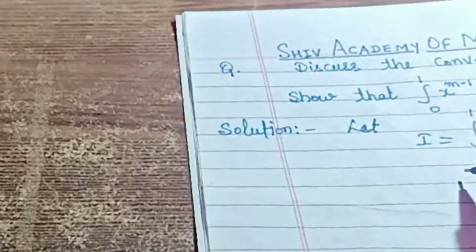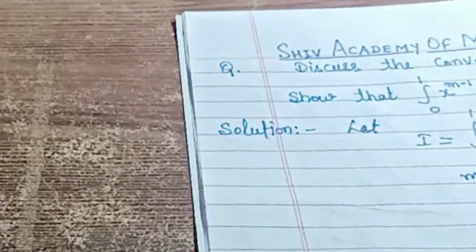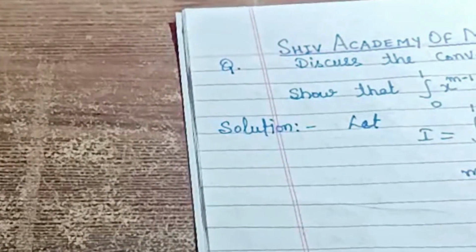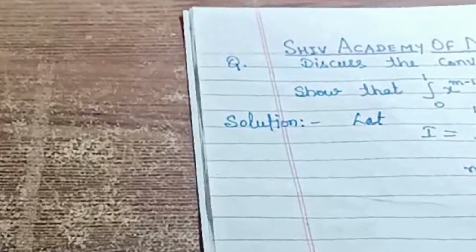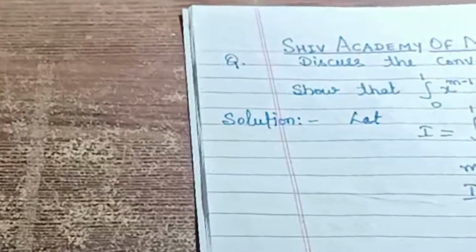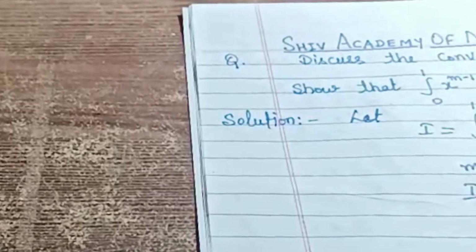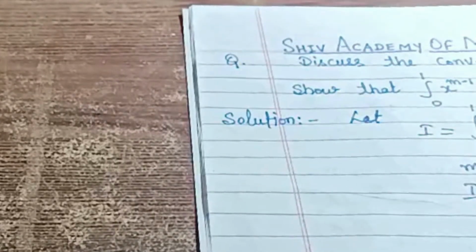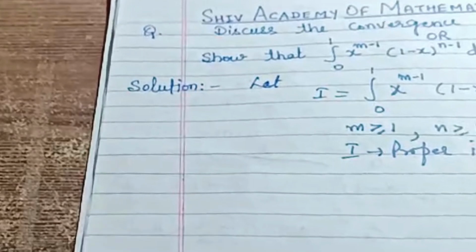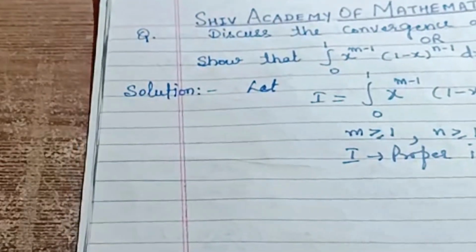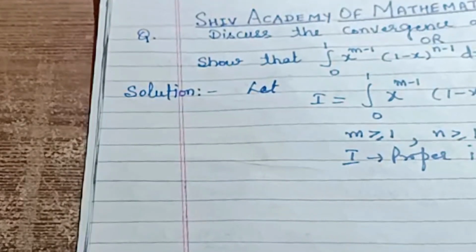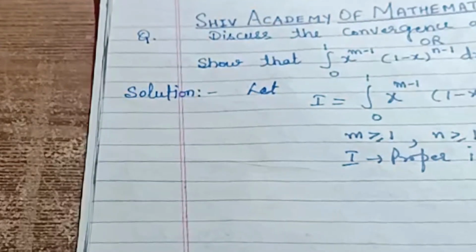So, my dear students, if we take m greater than or equal to 1 and n greater than or equal to 1, then this integral I is a proper integral. And if it is a proper integral, that means to say it is convergent. Whenever both m and n are greater than or equal to 1, the given integral I is convergent, being a proper integral.